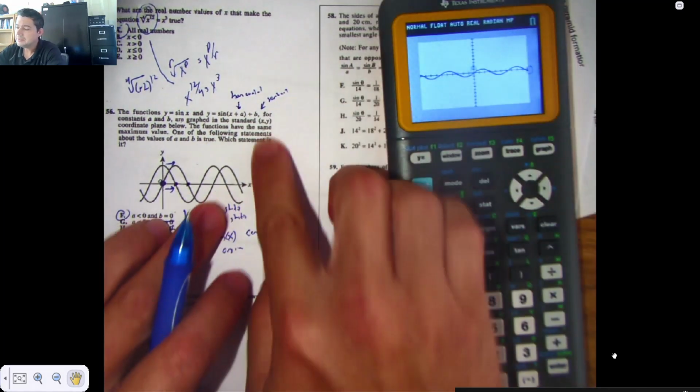All right, so let's see what's true here. The functions have the same maximum value. Which of the following statements about the values of A and B is true? They're saying A is less than 0 and B is 0. And by the way, anything that says anything other than B being 0 is wrong, because there was no vertical shift. It didn't go up or down, so it's just F. So actually that one wasn't too hard. You just had to realize because of placement what you're dealing with.